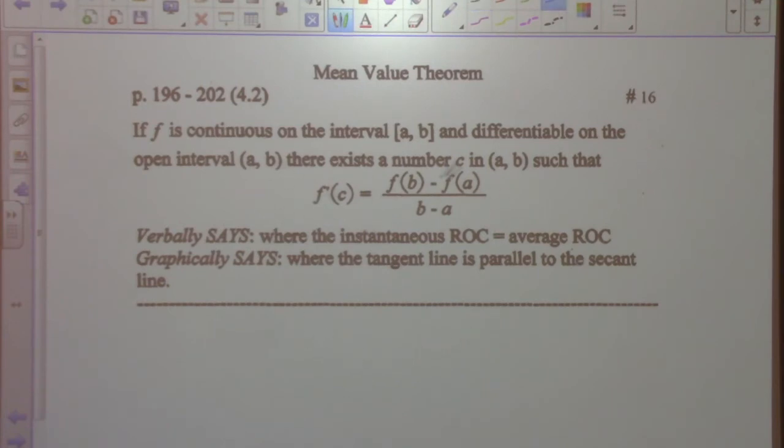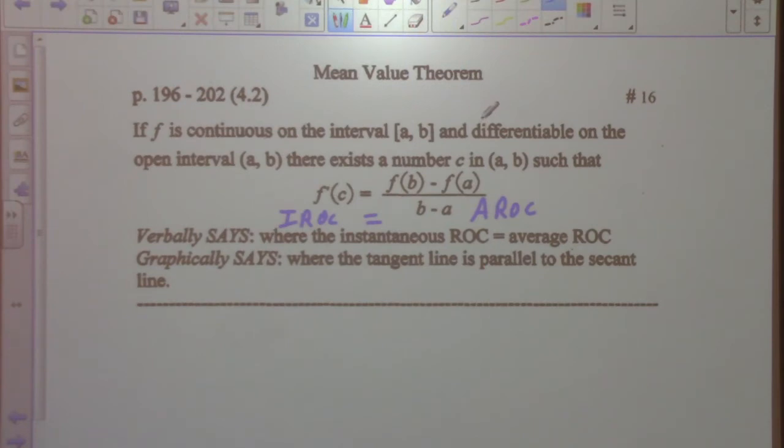So what happens is, if a function is continuous on an interval that is closed like this from A to B and differentiable on that interval, there exists a number C from A to B such that f prime of C equals f of B minus f of A over B minus A. So this is going to be instantaneous rate of change is equal to average rate of change. So IROC equals AROC.